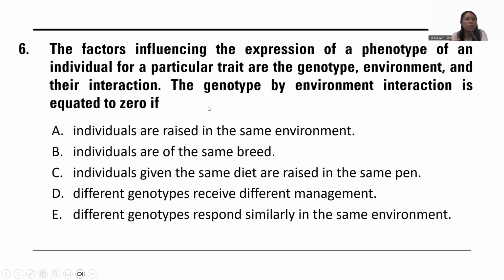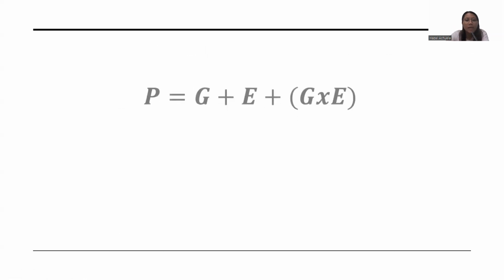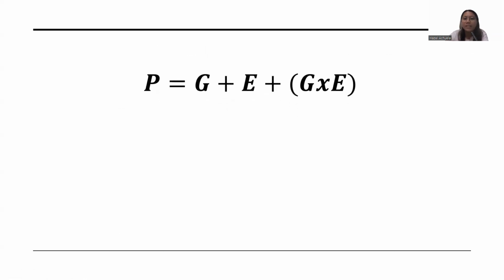Okay, recall the formula P is equal to G plus E plus G by E, where P represents the phenotype, G represents the genotype or the genetic makeup of the organism or individual, E represents the environment or the non-genetic factors influencing the expression of the phenotype for a particular trait. And this is our concern in the problem: the genotype by environment interaction.